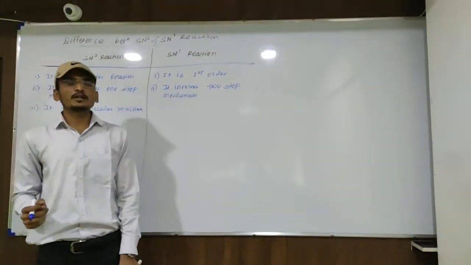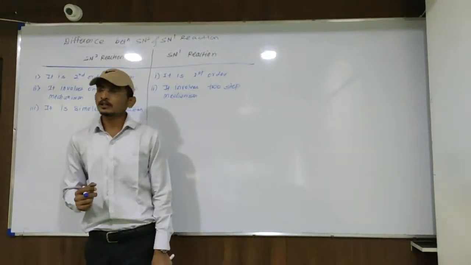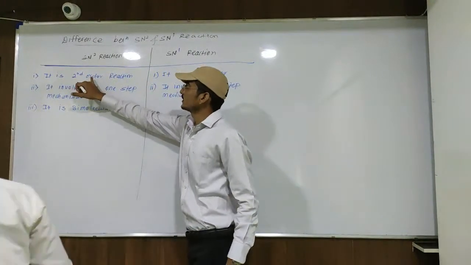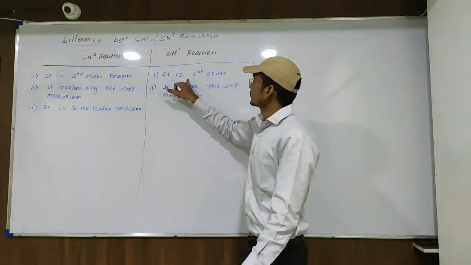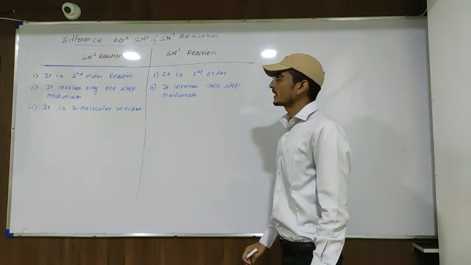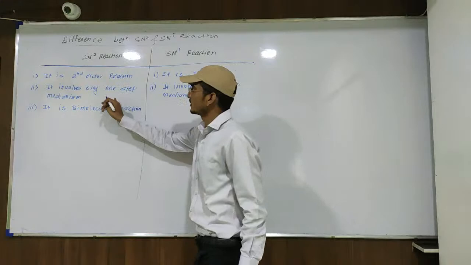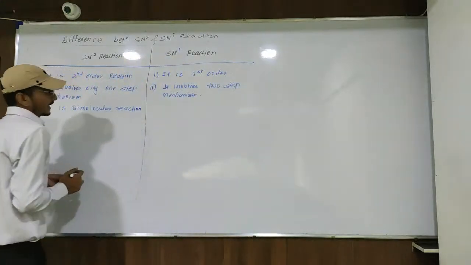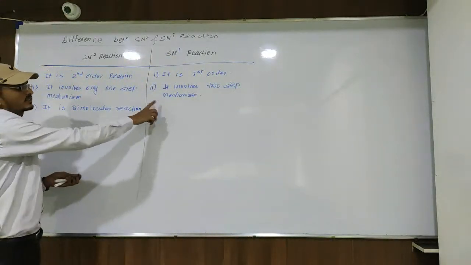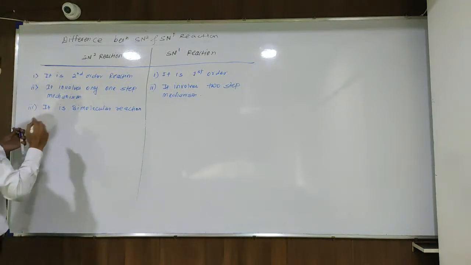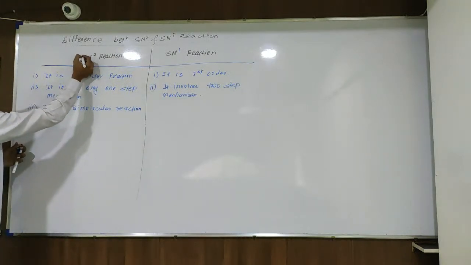So, the distinguishing points between SN1 and SN2. What about the SN2 reaction? It is a second order reaction. The SN1 reaction is a first order reaction. In the SN2 reaction there is only a one step mechanism, but in the SN1 reaction there are two steps of mechanism. So that point is important here.